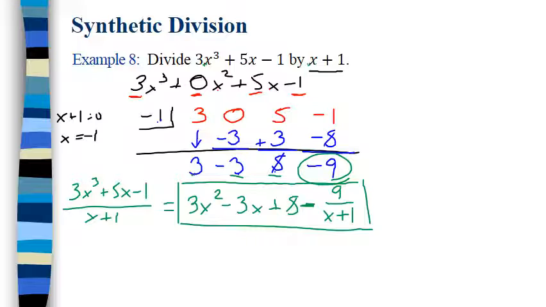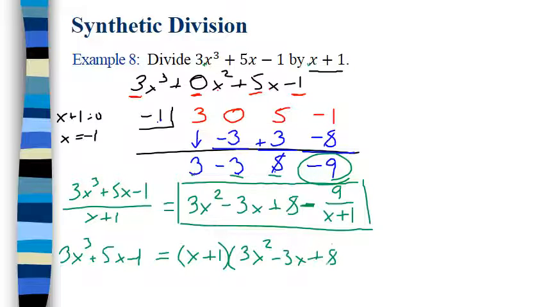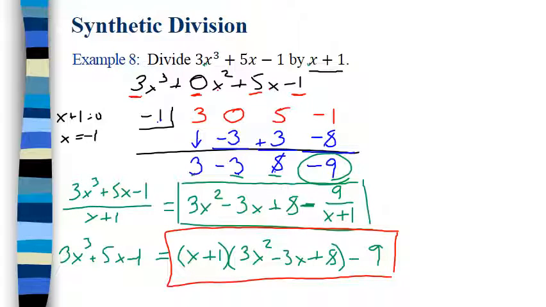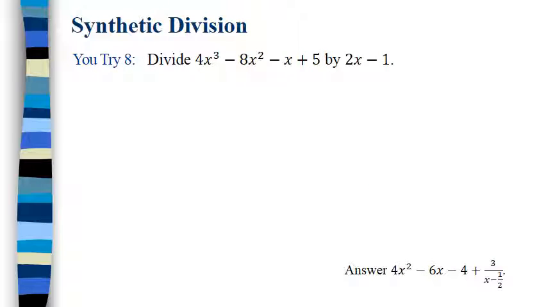Now that means that I can also write 3x cubed plus 5x minus 1 as a product of the divisor x plus 1 times the quotient 3x squared minus 3x plus 8, minus the remainder. Now what I want you to do is take these two products and minus 9. I want you to go ahead and distribute these and see if you can get back to 3x cubed plus 5x minus 1. Okay, go ahead and try this.